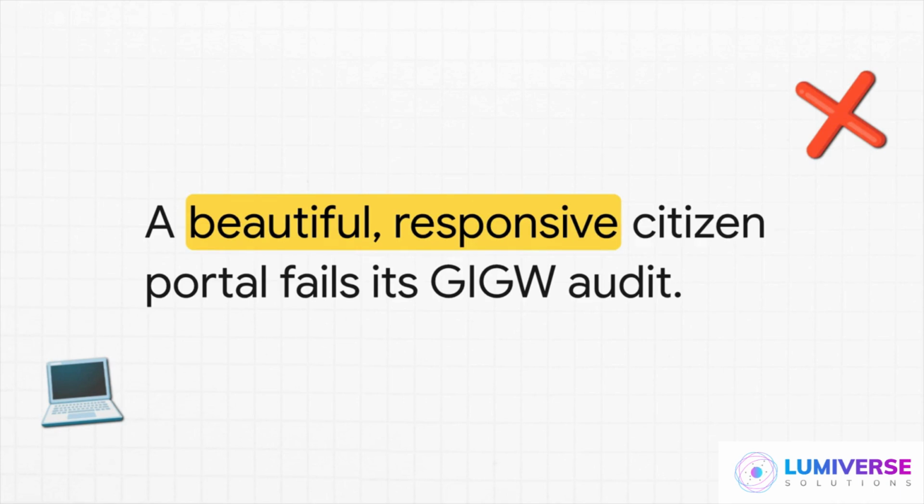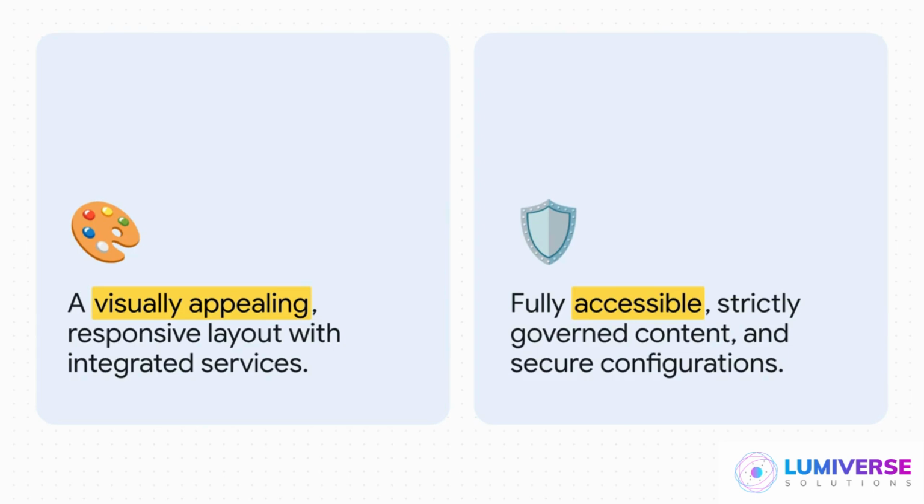Why? Basically because of missing alt text on images, PDFs that aren't readable by screen readers, weak heading structures, and some outdated contact info. And this brilliantly illustrates the massive difference between a functional website and a fully compliant website. Functionality focuses on a responsive layout and visual appeal, but compliance? That requires that the site is accessible to absolutely all citizens, that the content is strictly governed, and the configurations are securely locked down. Functionality is really just one piece of the puzzle.